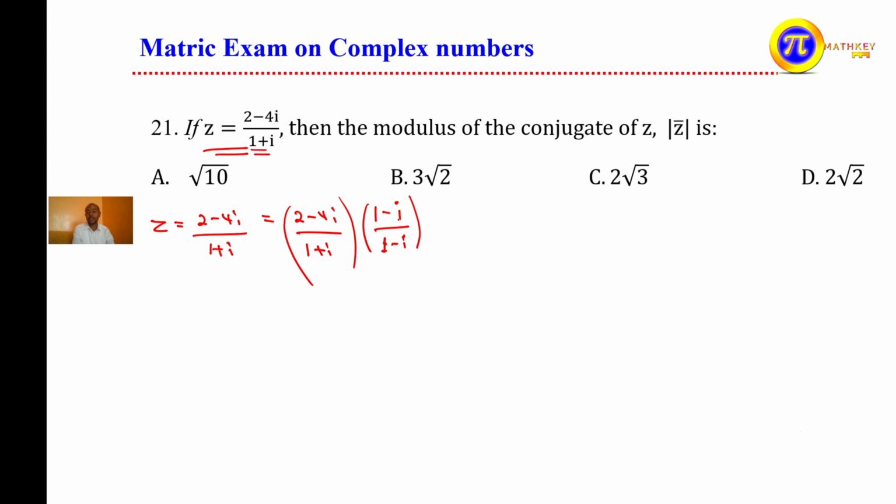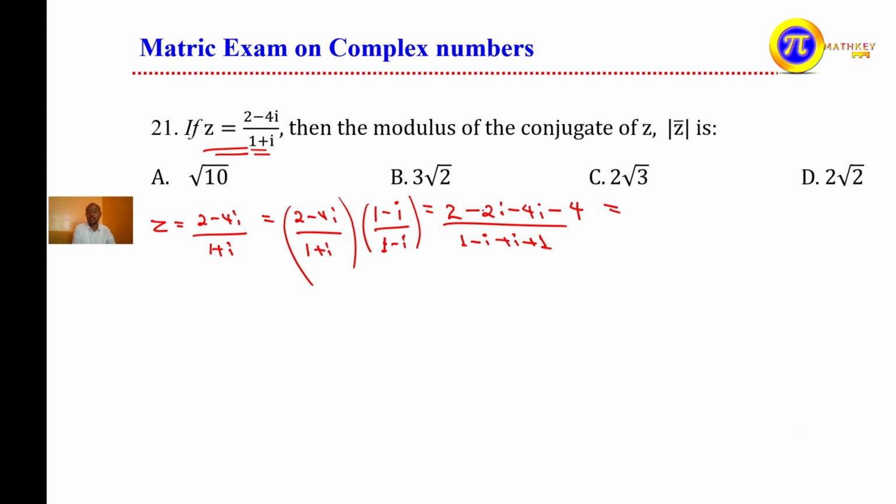We multiply this one: 2 times 1 is 2. 2 times minus i is minus 2i. Minus 4i times 1 is minus 4i. Minus 4i times minus i is minus minus plus 4i square, and 4i square is negative 4. Divided by, this is 1 times 1, that is 1. 1 times negative i is minus i, and times 1 is i. Then i times negative i is negative i square, that is negative 1, and negative 1 times negative 1 is plus 1.